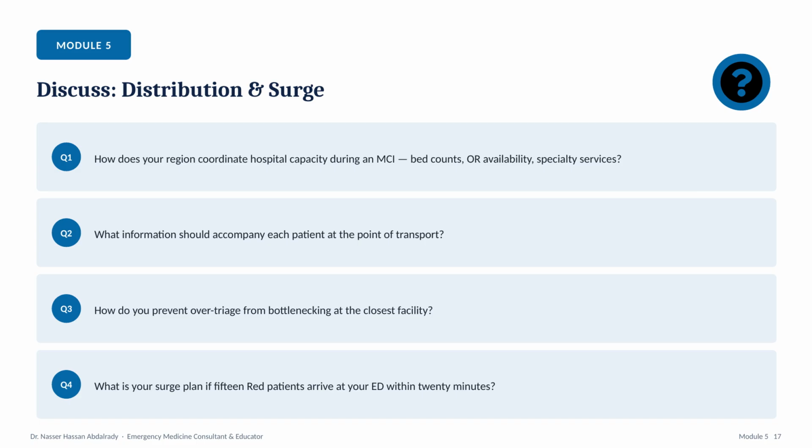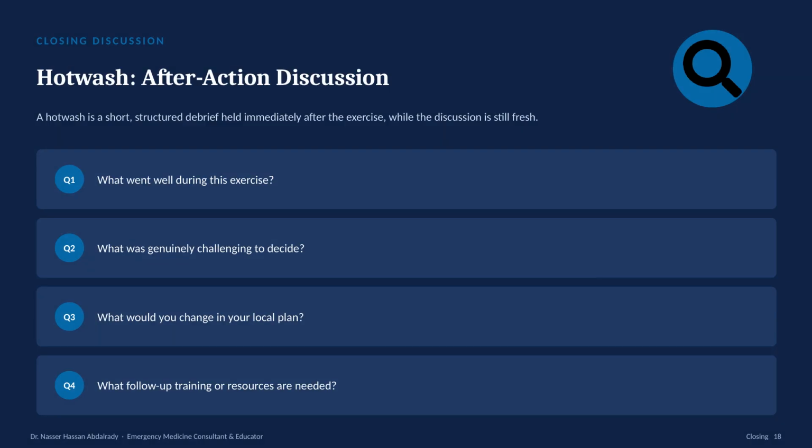In a real exercise, this is the point where the group would pause for a hot wash, a short, structured debrief held immediately afterward while the discussion is still fresh. As you finish this session, it's worth asking yourself the same 4 questions. What went well? What was genuinely challenging to decide? What would you change in your own local plan? And what follow-up training or resources does your team need?